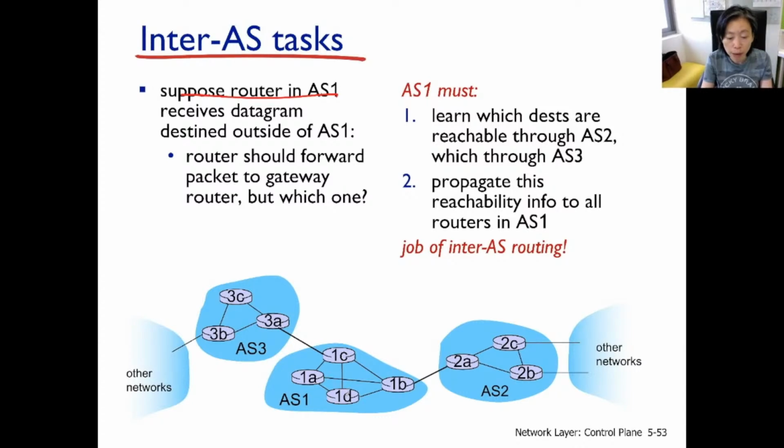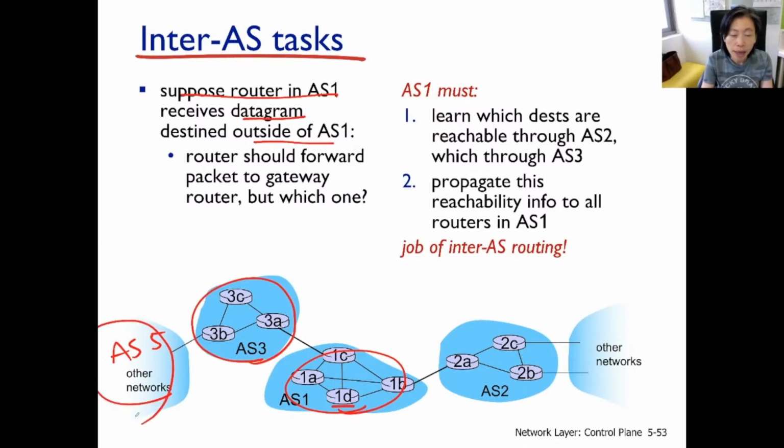Let's suppose a router in AS1, say 1D, and it's got packets to go outside of the AS. Let's say AS5 here. Now, we see the shortest AS path will be the what? AS1, AS3, and then AS5. And this information will be available here at the gateway routers, 1C, 1B, 3A, 3B.